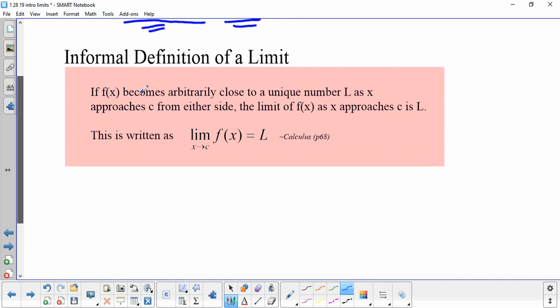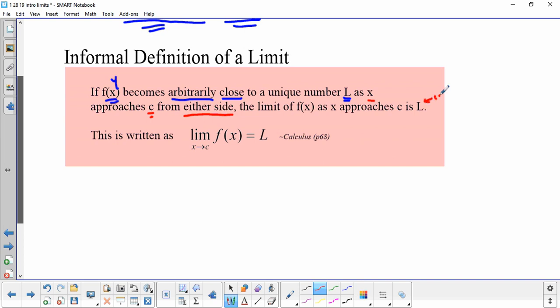If f of x gets arbitrarily close to a unique number L, so f of x, which is our y, becomes arbitrarily close to a unique number L as x approaches c, so our x value has to approach c from either side. And we say the limit of f of x as x approaches c is L, that y value.